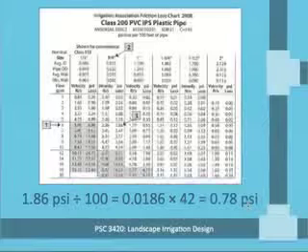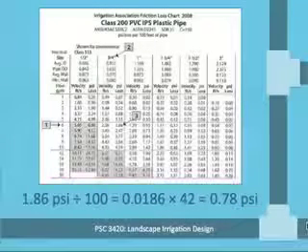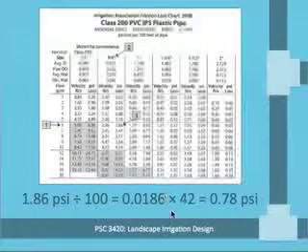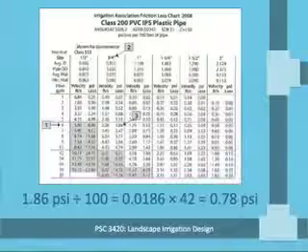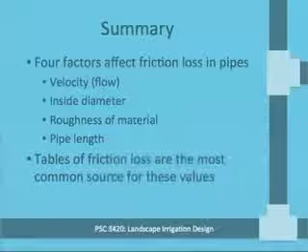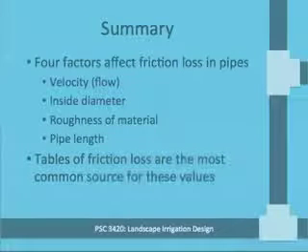What if you had something different? What if the length of the pipe were 192 feet? Then you'd simply take this 0.0186 and multiply it by 192 to get the resulting loss in psi. Alright, so summing that up, there are 4 factors that are going to affect friction loss in pipes. Those are velocity, inside diameter of the pipe, roughness of the material, pipe length. And you're going to use tables or charts of friction loss that are the most common source for these values, as opposed to going through the trouble of calculating them yourself.